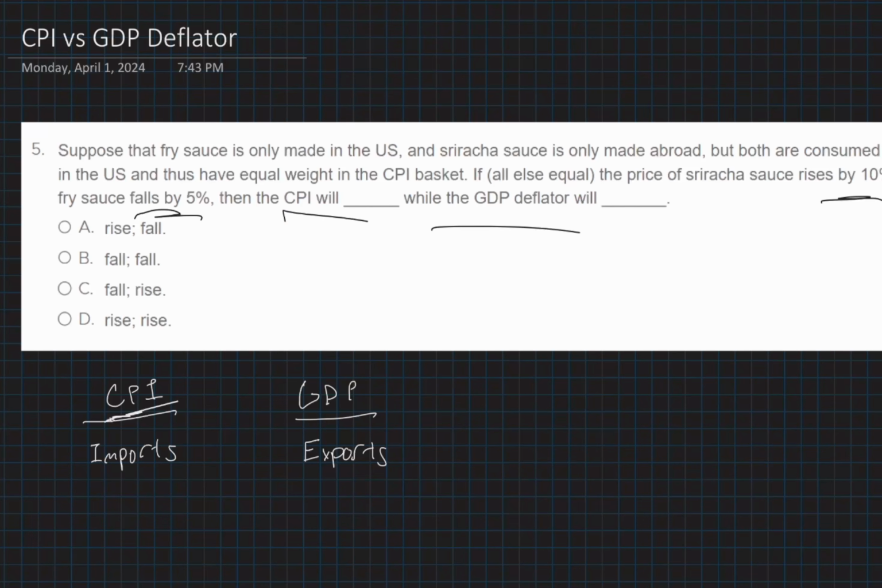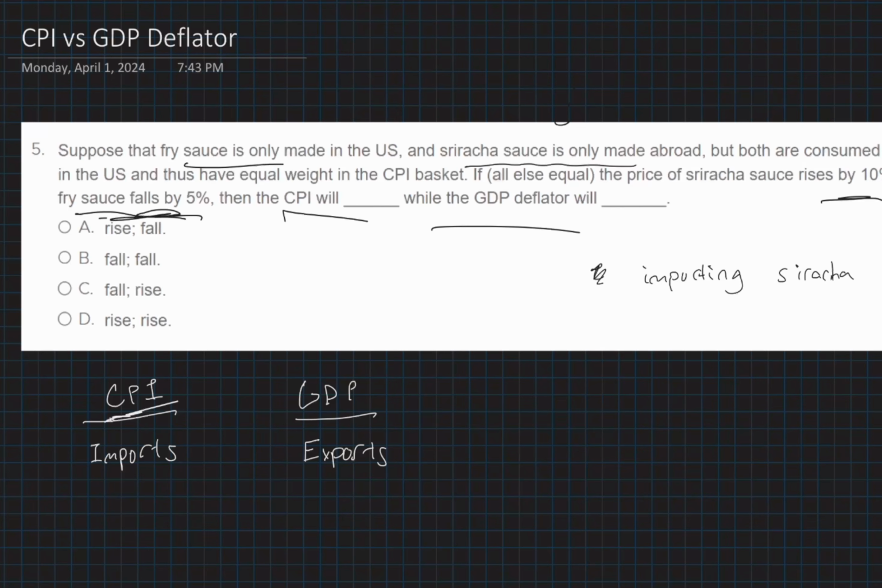So Sriracha sauce is made abroad, okay? That means we are importing Sriracha, while fry sauce is only made in the US. So fry sauce is going to get counted in both cases because it's affecting consumption in the GDP and it's affecting CPI. So it'll affect both. So we're definitely including this negative 5% for fry sauce. So it's getting counted in CPI.